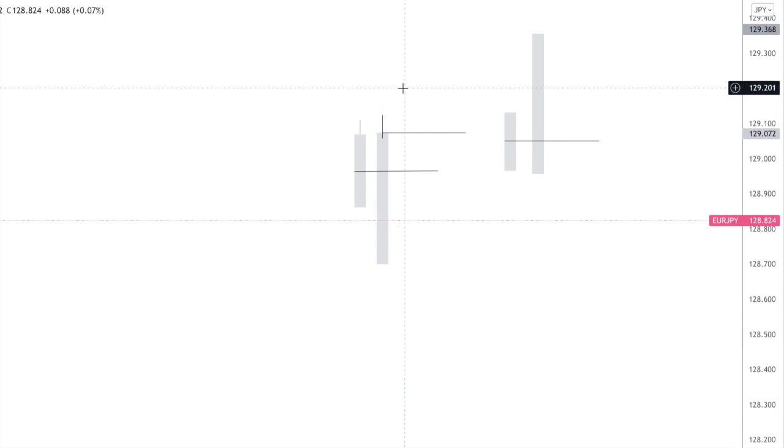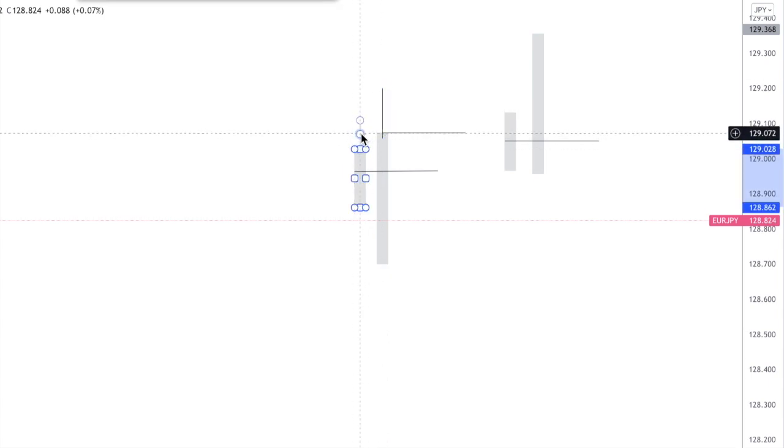Stop losses for order blocks are the easiest thing ever. It's the same thing as imbalance. Your stop loss is going to be above the wick.